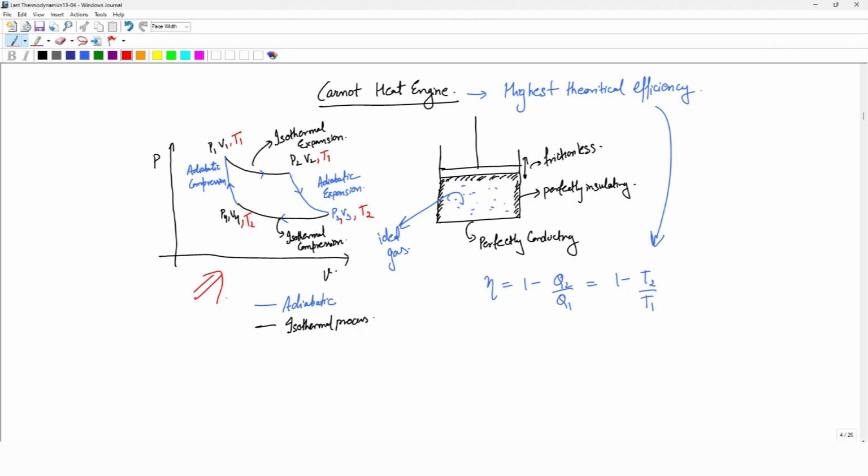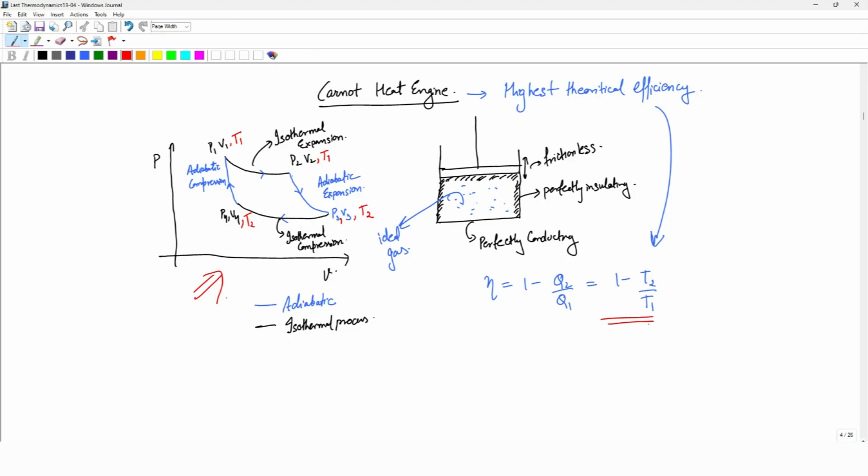So I think we have discussed the Carnot heat engine in detail, and this is going to give maximum heat efficiency, and the reason is that it is idealistic in nature. We are saying perfectly conducting, perfectly insulating, frictionless piston cylinder system, and the sink and the source have infinite heat capacity. So that is all going to make the Carnot heat engine have the highest theoretical efficiency.